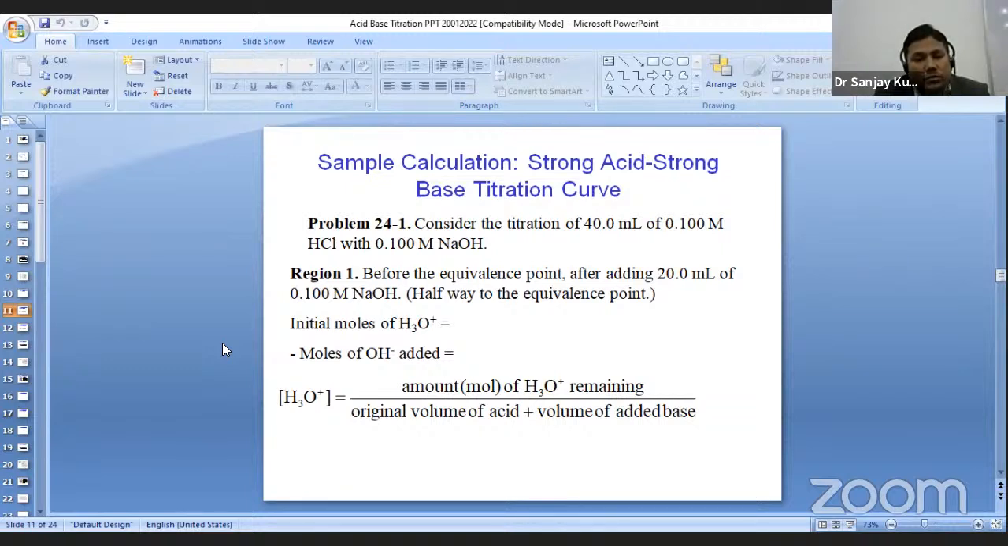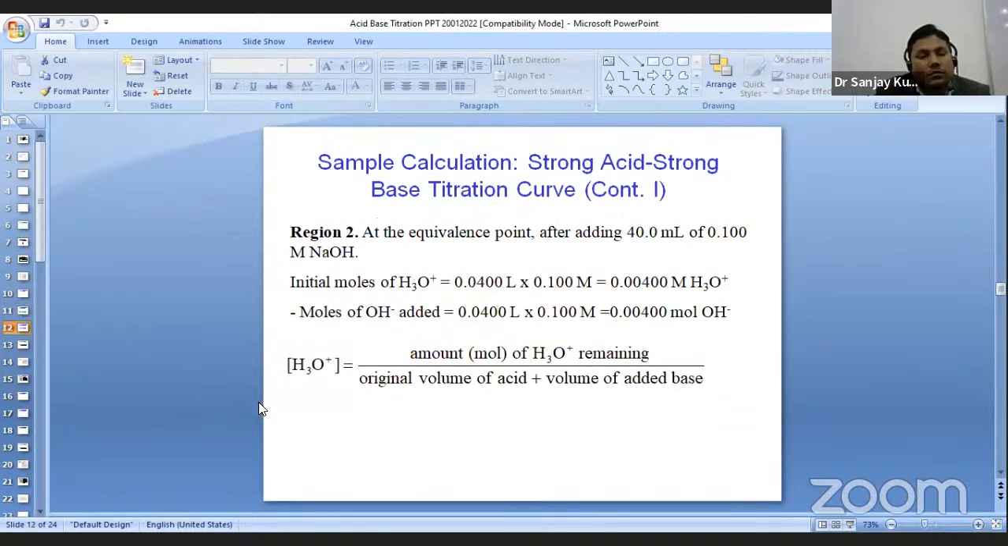So here is the standard formula where the hydronium ion concentration is equal to the amount of hydronium ion remaining, that is in the bottom conical flask, divided by the original volume of acid and volume of added base. Added base means how much base is already added, and original volume of acid means how much acid we are going to neutralize.